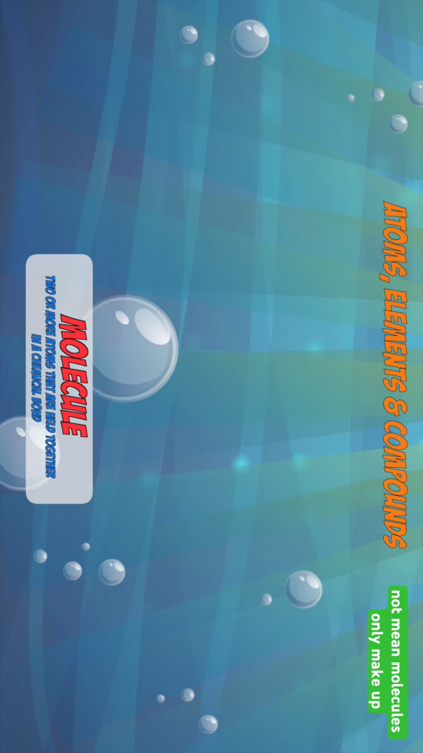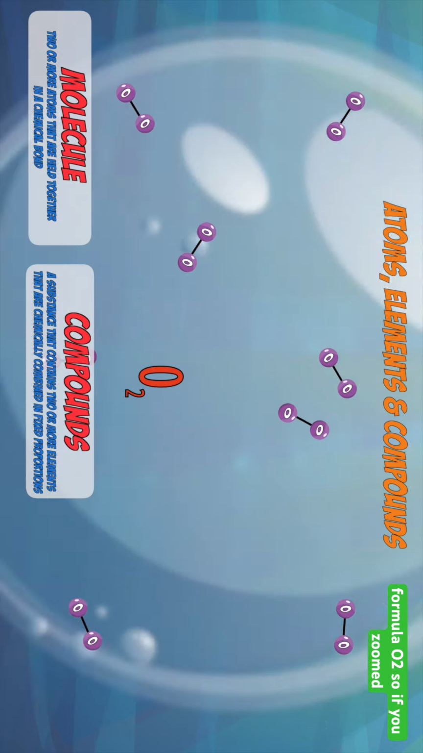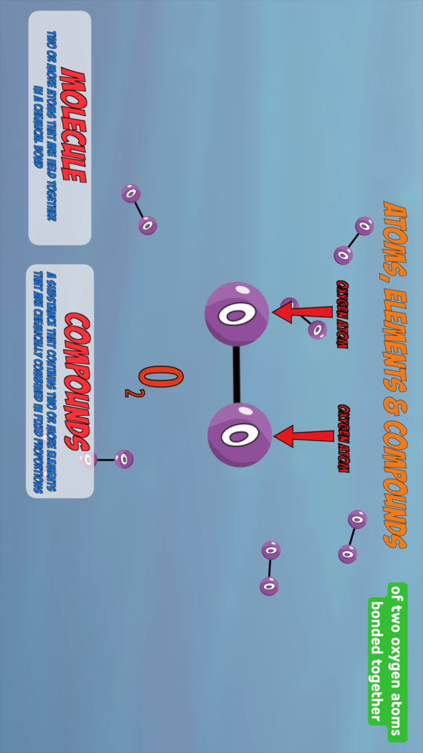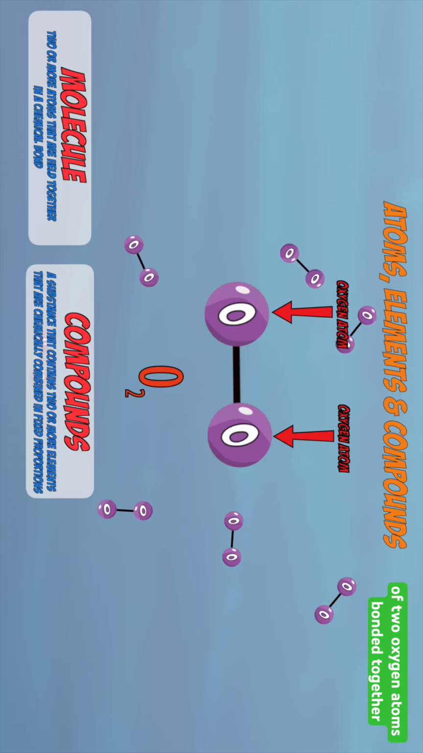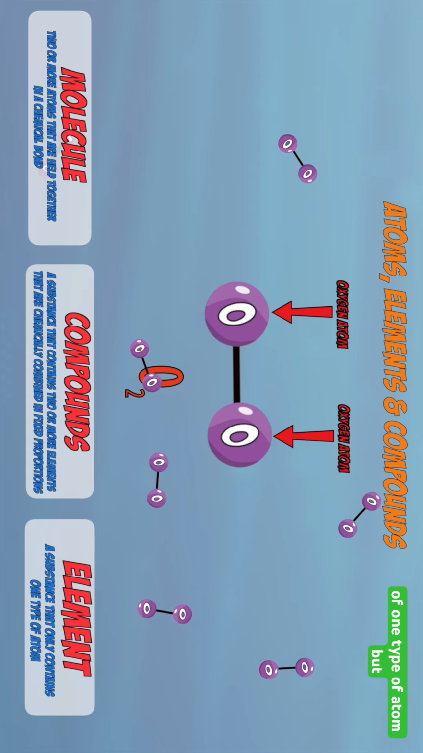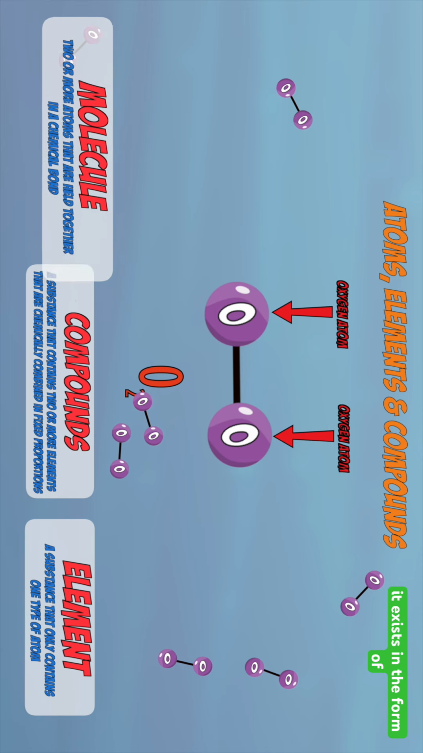However, this does not mean molecules only make up compounds. For example, oxygen has the formula O2, so if you zoomed into oxygen gas, you would find that it is made out of molecules of 2 oxygen atoms bonded together. This means that it's still an element as it's only made up of one type of atom, but it exists in the form of molecules.